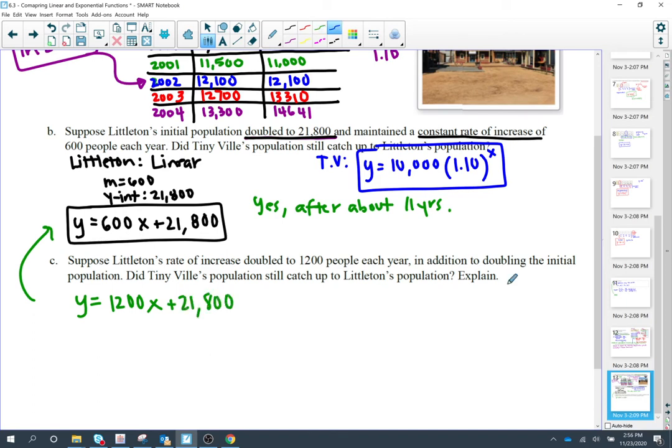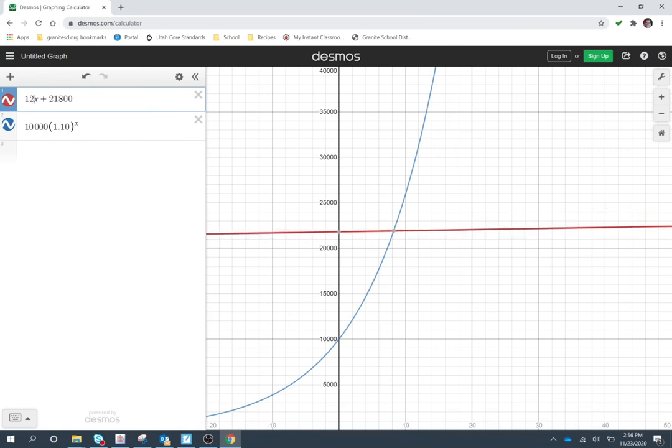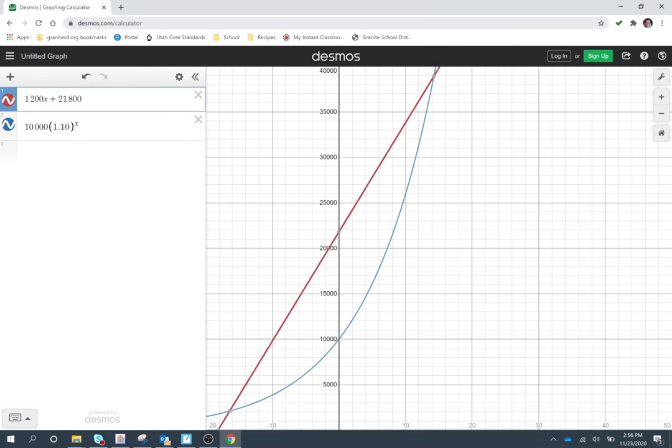Now, Tinyville, we're leaving the same. Okay? Tinyville is still going to be 10,000, going up by 10% each year. Do you think that Tinyville will still, even after this one's doubled and this is higher, do you think Tinyville will still catch up? What do you think? Let's go back to our graph. Okay, so instead of 600, we're going to double that. We're going to go up by 1,200. Take a look at your graph.